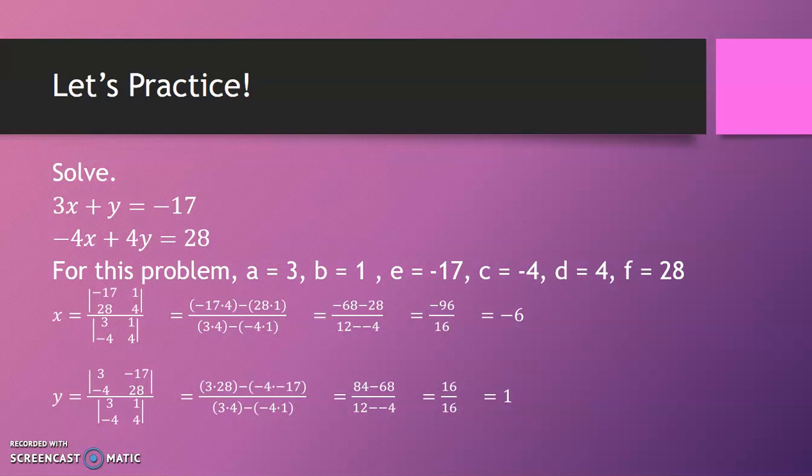So y is 1. What x and y represent here, that negative 6 and 1, is if I took those two numbers and I replaced the x and y up in my equations given to you, and I actually evaluated and simplified it, I would get that those balanced equations would happen. So I would get negative 17 equals negative 17, and 28 equals 28. For example, if I take 3 times negative 6, that would be negative 18. And then I would add y, which is 1. Negative 18 plus 1 would be negative 17. If I did the same thing for the bottom, I would get 28.